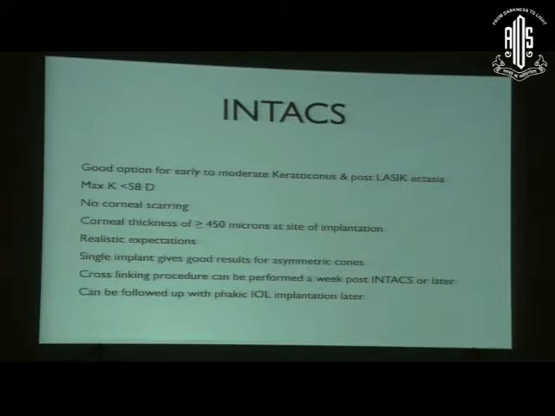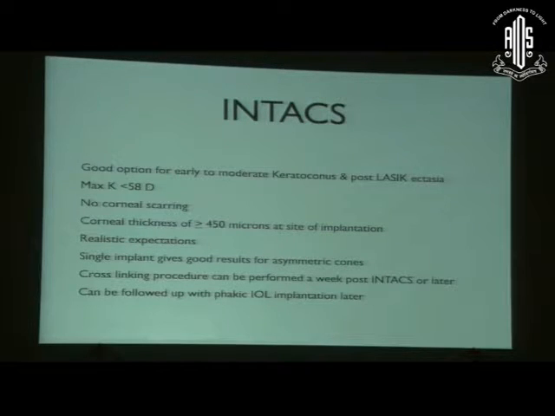I don't do it for very advanced keratoconus, so my maximum K would be 56 or 58 diopters. There should not be any scarring. At the site of implantation, the thickness should be at least 450 microns. A single implant for me gives much better results, especially for asymmetric cones. For symmetric cones or for cones which are more central, I think most of them have best spectacle corrected visual acuity of about 6/12 or better, so we do toric ICL in such cases.